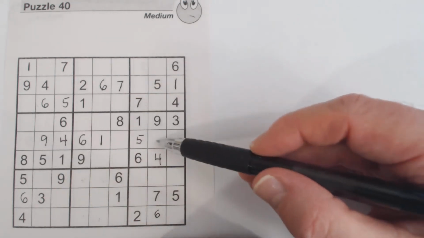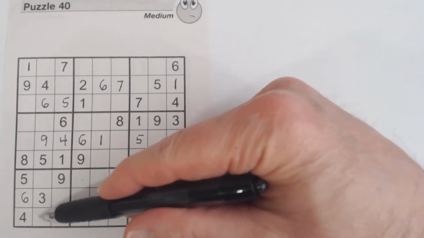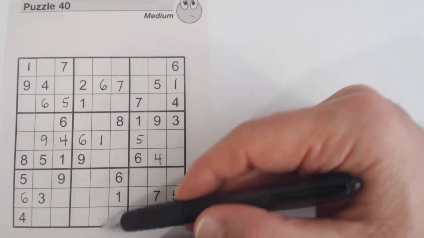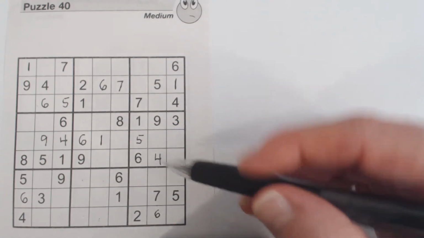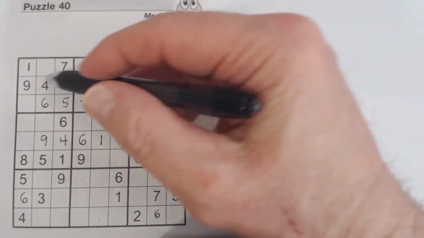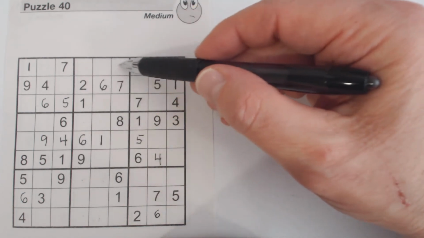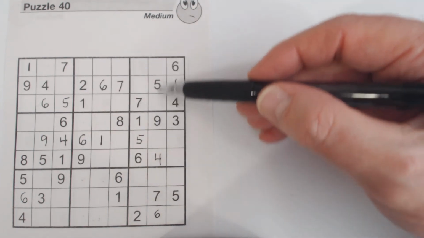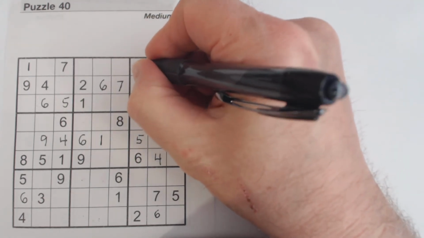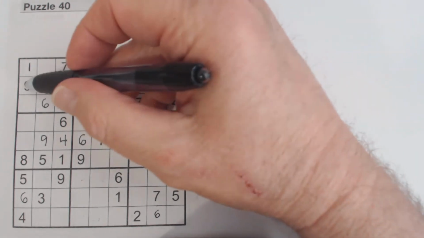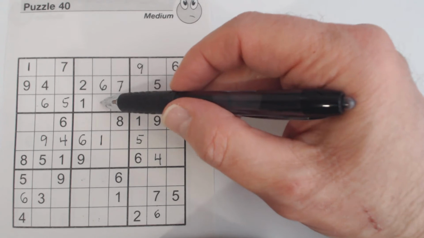Got an 8 here and an 8 here, so one of these two is an 8. And any of those can be an 8. 9s. So one of those is a 9. Okay, we've got a 9 here and a 9 here, so we know that's a 9 right there. 9, 9, 9. So we got a 9 here and a 9 here, so one of these two is a 9.